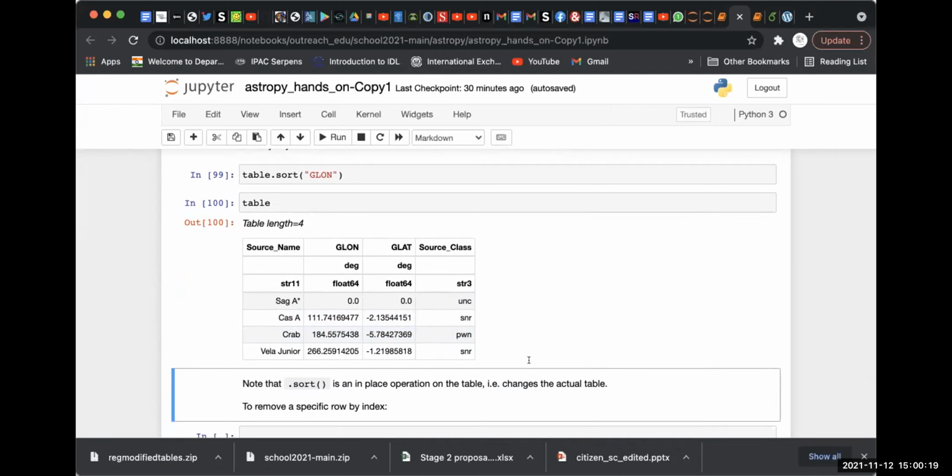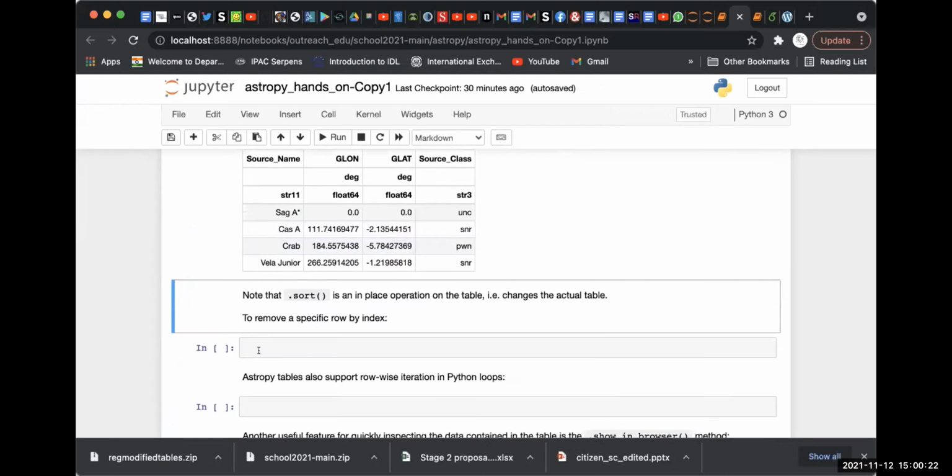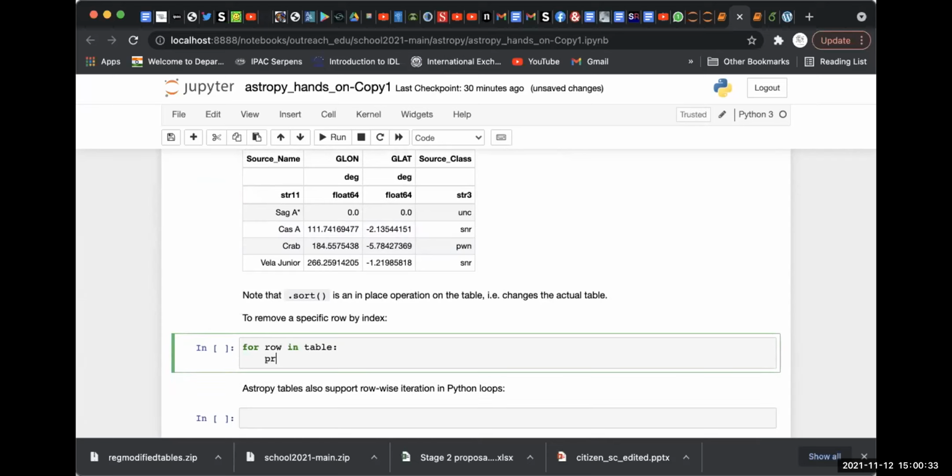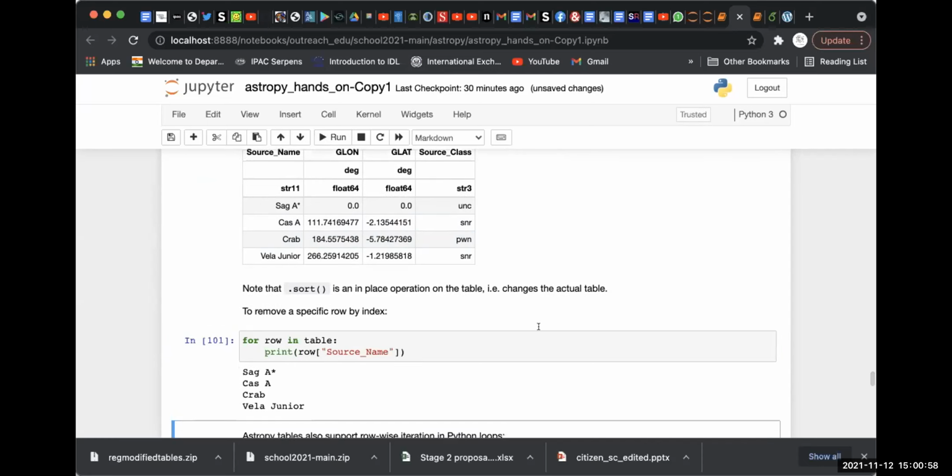And similarly, you can sort. If you want to go through the rows, I can say, for example, for row in table. So I'm choosing a row in the table. I can say print. A print always has to have a round bracket after it. So I will put the round bracket and then I can say row. I'm going to only print the source names, for example. So the source name. And here you see, I'm only seeing the source name.